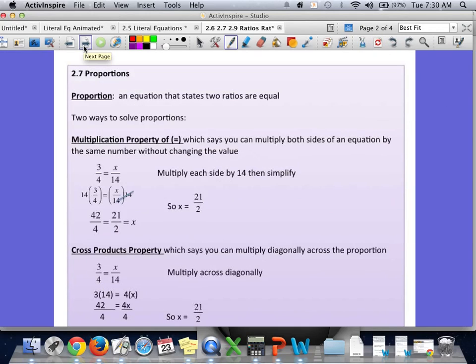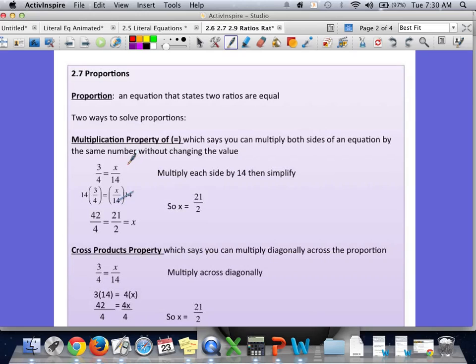All right, proportions. We will use these a lot. Proportions are an equation that states 2 ratios are equal. 2 ways to solve the proportions: multiplication property of equality or cross products property. Okay? Multiplication property just simply says that you're going to multiply both sides of the equation by something. Or cross products property is where you actually cross, multiply, and solve. Alright, so we can show the same problem both ways.